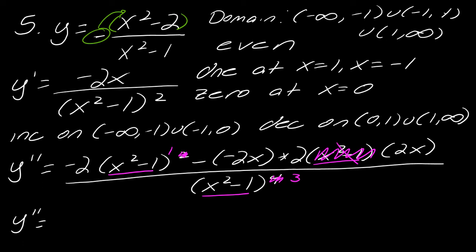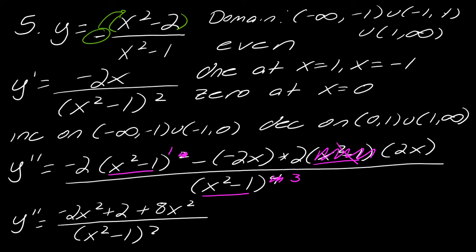So as I multiply this, this becomes negative 2x squared plus 2. And then let's see. I've got negative 2x times 2, so it's going to be negative 4x. And this becomes 8x squared. So this will be negative 8x squared times negative 1. So this becomes plus 8x squared over x squared minus 1 squared. So we still have some work to do here. So let's see, this becomes 6x squared plus 2 over x squared minus 1 squared.